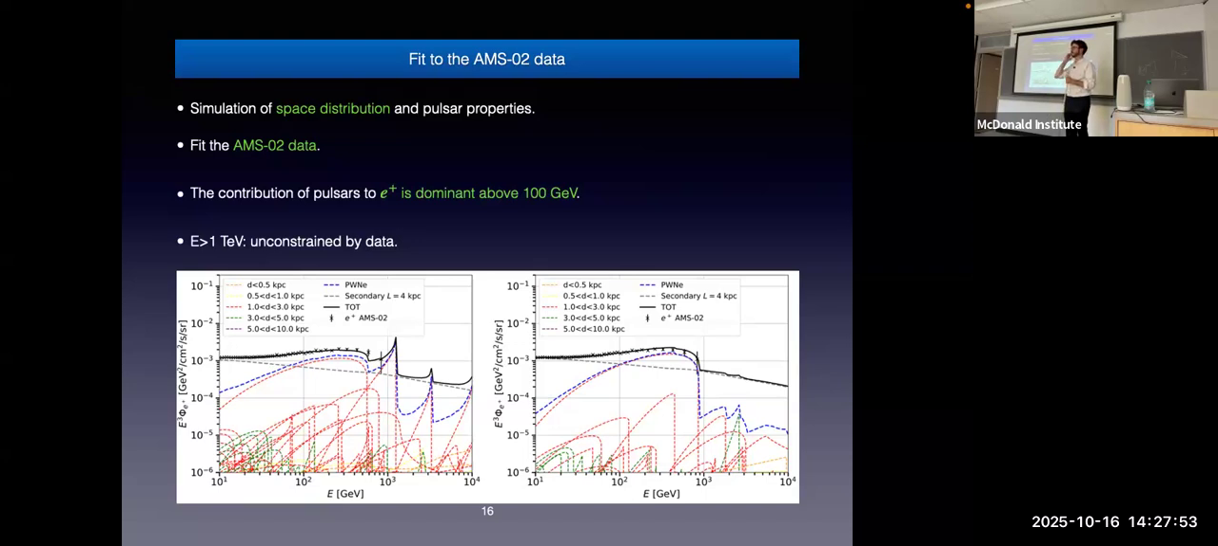Can I ask this? I remember a few years ago, there were papers by, I think, Tim Linden and collaborators, claiming that with Geminga and a couple of other pulsars, you could plausibly look at the gamma ray data and map that to the expected positron flux, and it matched pretty well. What's the overlap between their work and what you guys found here?